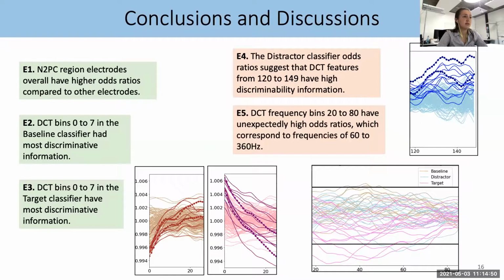In addition to that, the DCT frequency bands 20 to 80 had quite unexpectedly high odds, as the frequency ranges from 60 to 360 hertz, which is what 20 to 60 relates to, have never before really been used to study attention. They have been used to study higher cognitive loads, but not attention. And so this is something that needs to be further analyzed, as it might lead to a better understanding of what exactly attention frequency ranges hold.